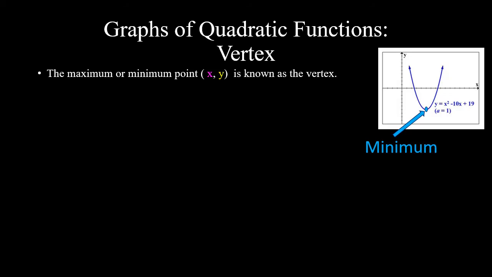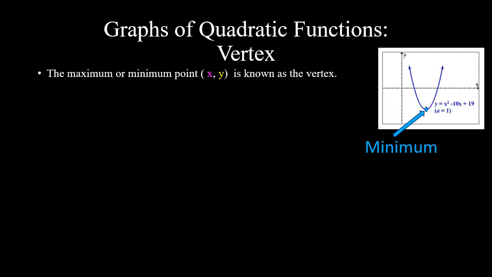Well, as it turns out, those maximum and minimum points have a special name. They're called the vertex of the graph. A vertex can either be a maximum or a minimum. If our graph is concave up, the vertex will be a minimum. If our graph is concave down, the vertex will be a maximum.